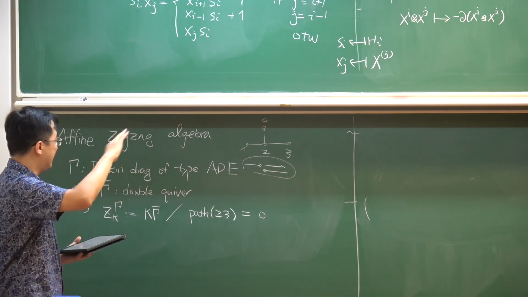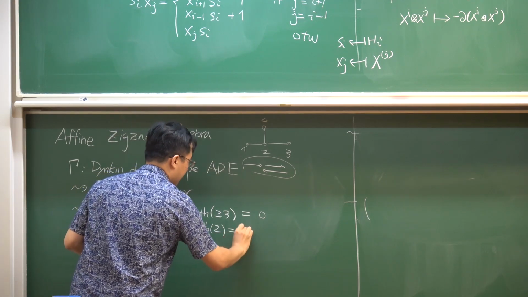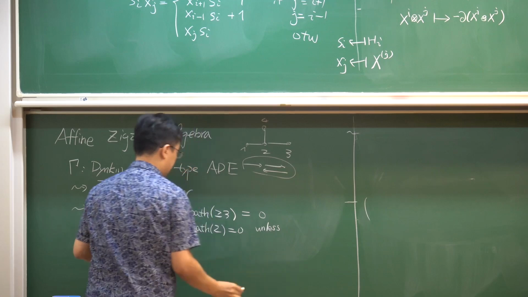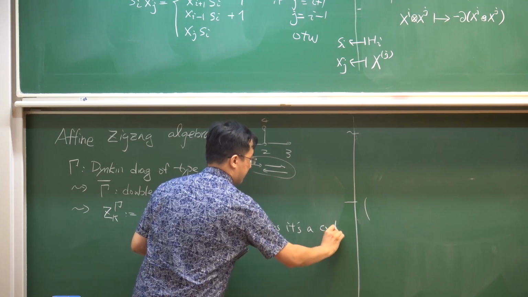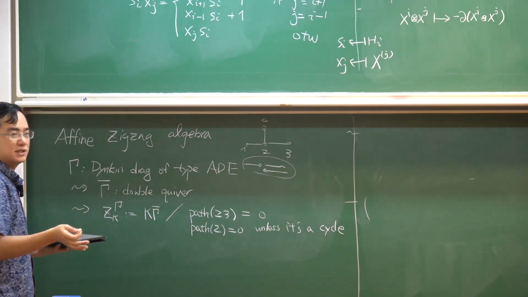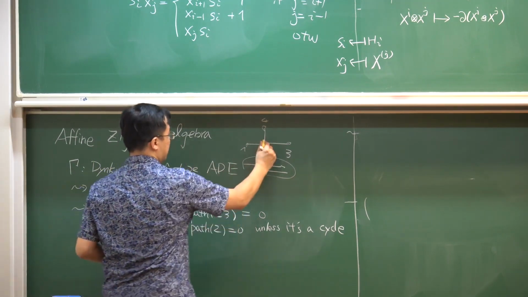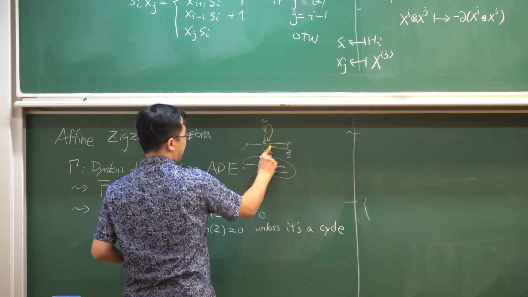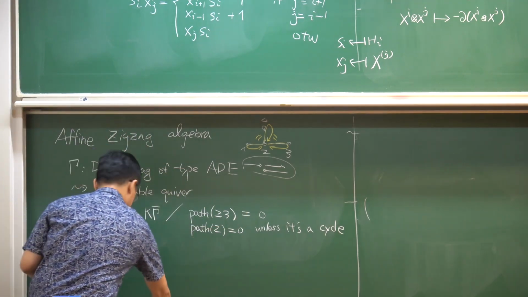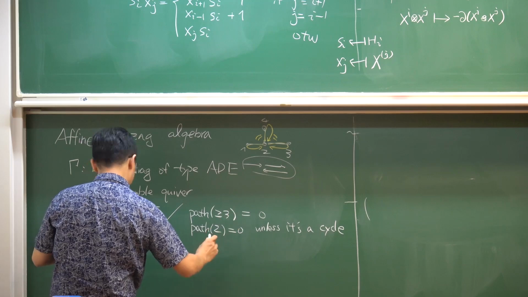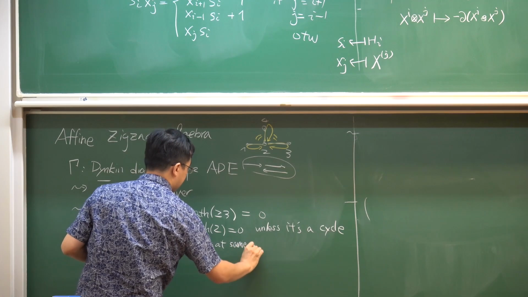But we don't want all the paths of length 2. They are 0 unless they are cycles. And for all the cycles, we don't want them to be different. For example, you can have cycles starting from 2 going from here, from here, or from here. We want to identify all 3 possible cycles. So the third relation is that cycles at the same node have to be the same.